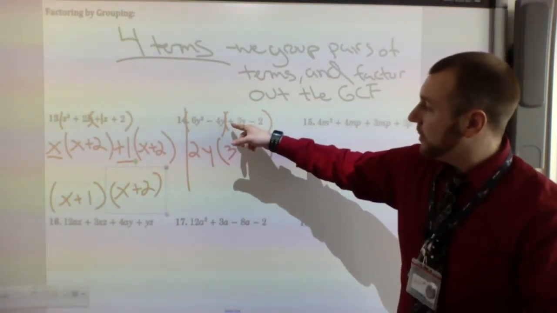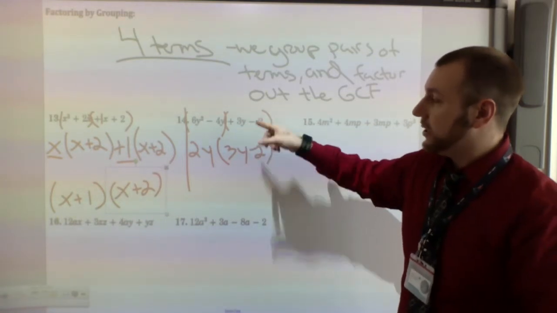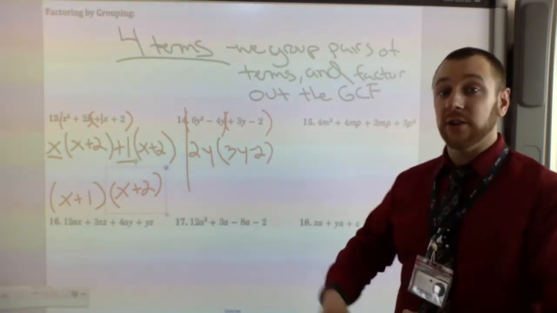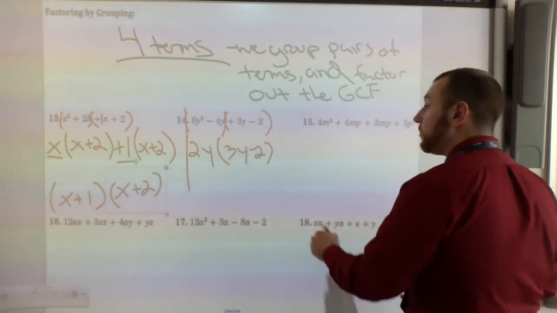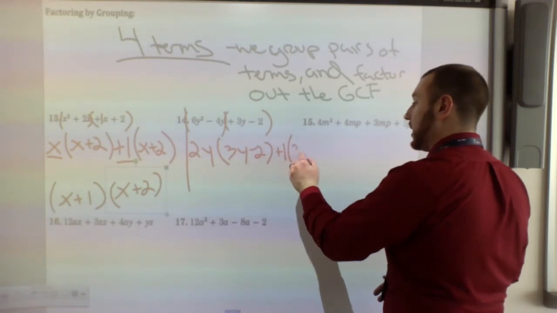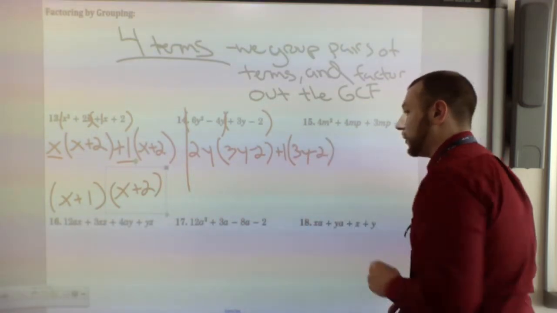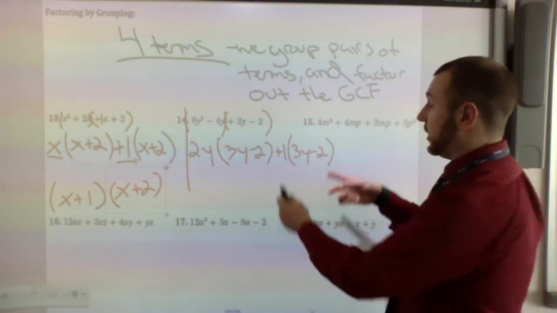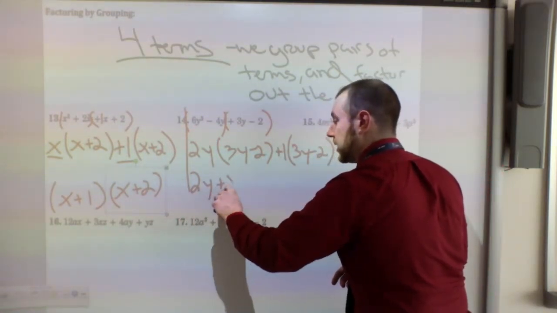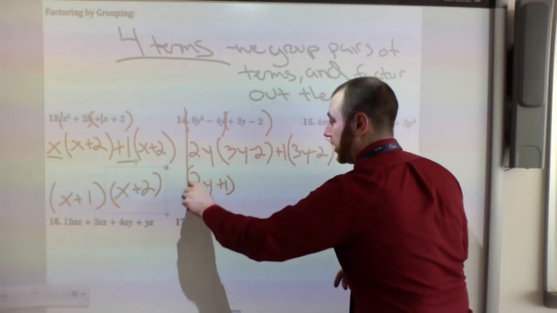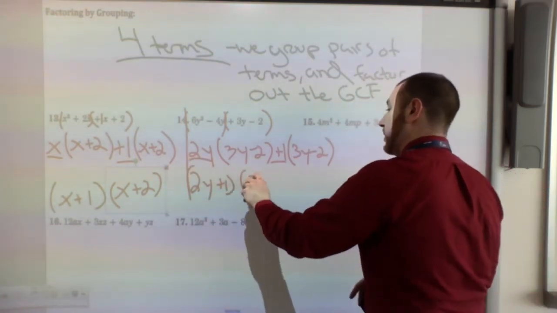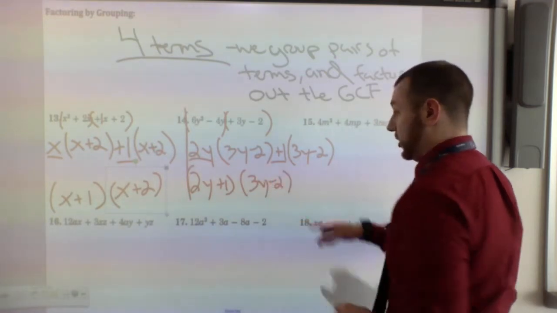Now, is there anything common between a plus 3y and a minus 2? No. So when there's nothing common in there and you're factoring by grouping, we're going to factor out a plus 1. And you'll notice that this parenthesis becomes 3y minus 2. Now these two parentheses are the same again, so I'm going to take the numbers on the outside, the 2y plus 1, and make it one parenthesis, and the 3y minus 2 into another.